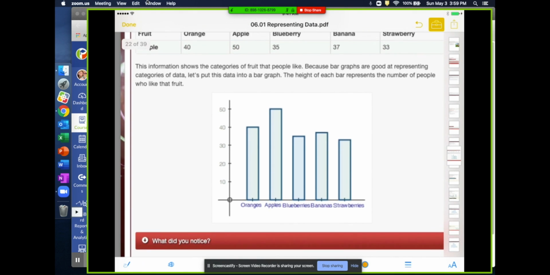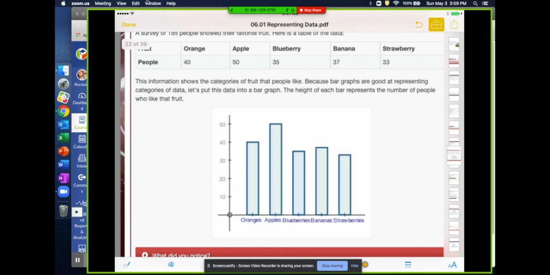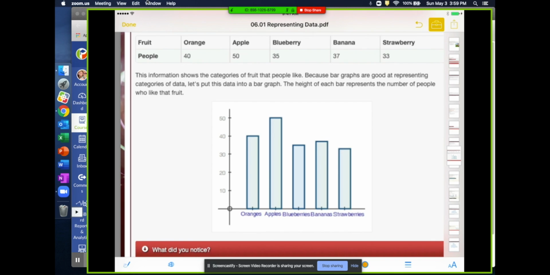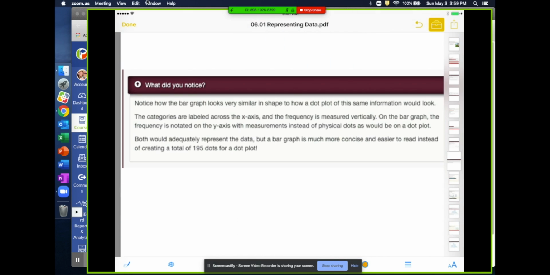So you'll see with the bar graph across the bottom, across the x-axis, we have the different categories as listed, and then across the y-axis going up, we have the different frequencies of the data that's occurring in intervals. So it went 10, 20, 30, 40, 50. So it says the categories are labeled across the x-axis, and the frequency, so like I just said, the number of times at which it occurs, the frequency is measured vertically. And then on the bar graph, everything is noted, everything is labeled.